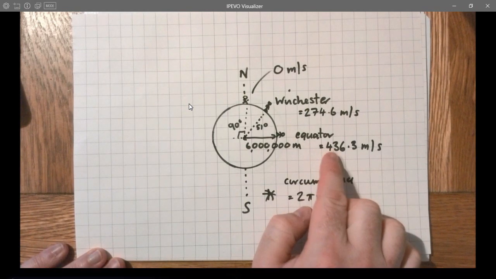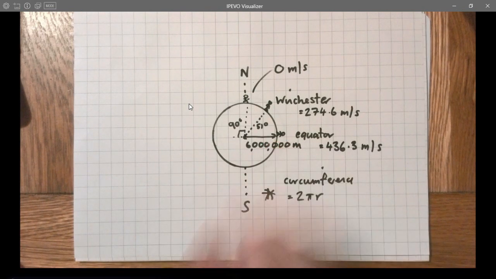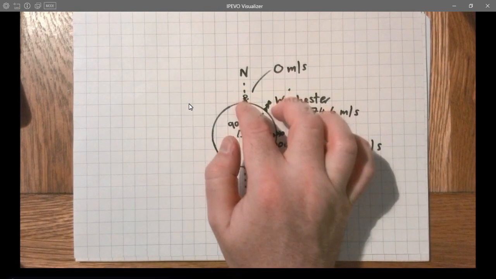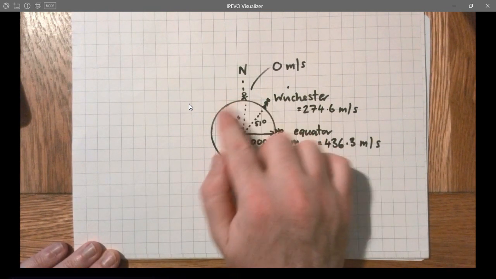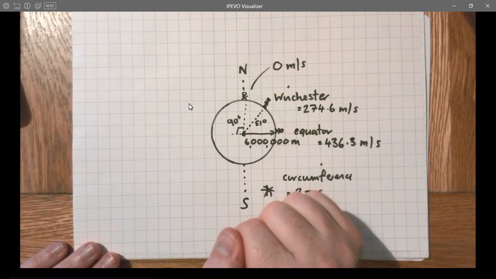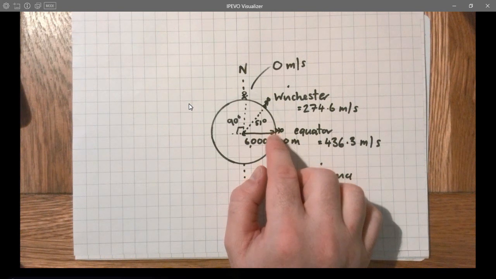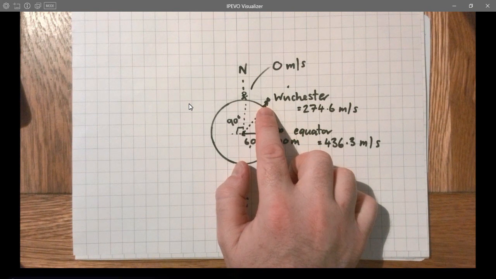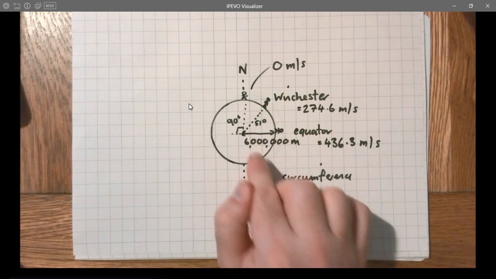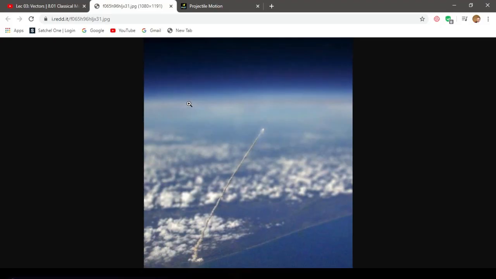This is the reason why it bulges out in the middle, because it's going so much faster. Less so Winchester, and it's just spinning on the spot at the North Pole. But the radius of the Earth is approximately 6 million meters at every point. It's probably about 40 kilometers further out at the equator than it is at the North Pole. We are probably about 15 kilometers further out, so it changes, but to be honest, it's pretty close to 6 million meters everywhere.